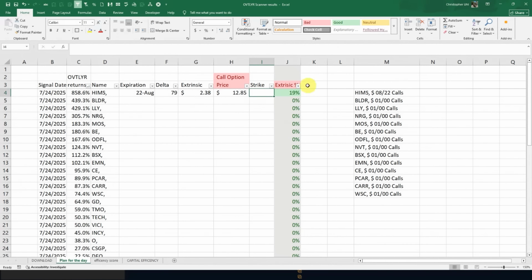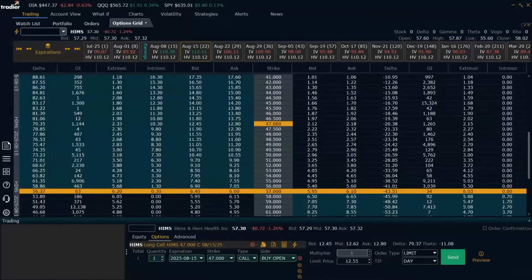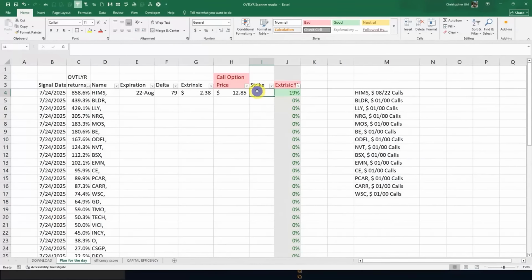That'll show me my extrinsic percent. And then the strike price is the 47 strike. Now I have my plan for the day.